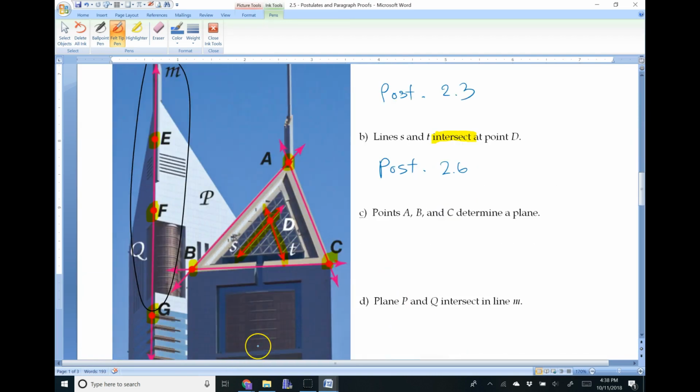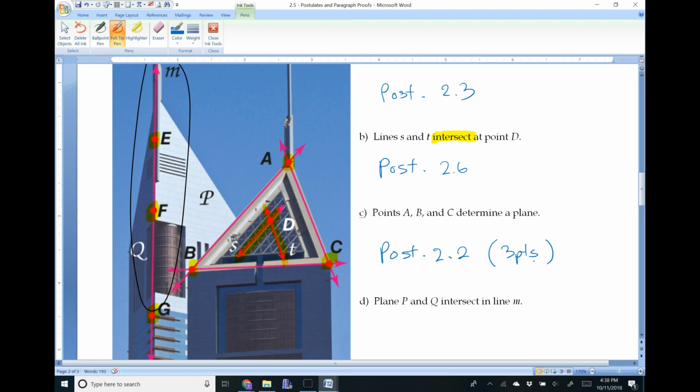Right? If they gave us 4 points, like points A, B, C, D on the plane, then we could say postulate 2.4. But right now, it's only 3 points. So postulate 2.2. Hopefully this makes sense, because it's exactly 3 points only, right? You can make a side note here, you know, 3 points if you want.